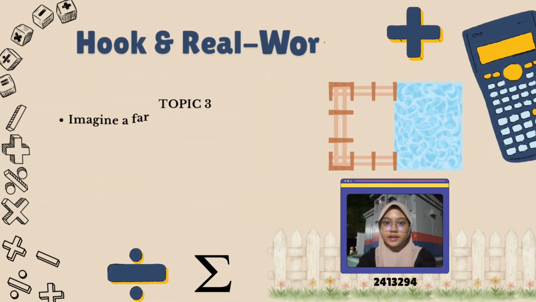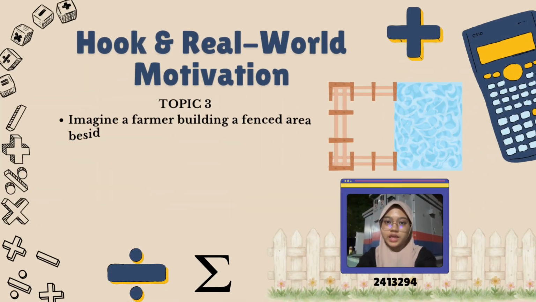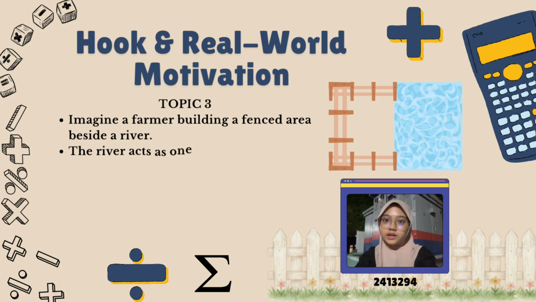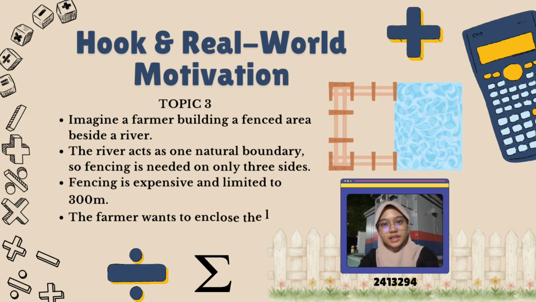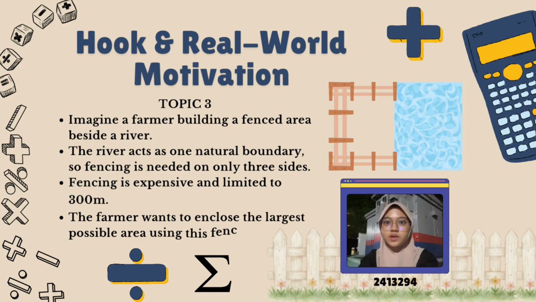To begin, let us consider a real-life situation. Imagine a farmer who wants to build a fenced area beside a river. The river already acts as a natural boundary, so fencing is only needed on 3 sides. However, fencing is expensive, and the farmer only has 300 meters of fencing available. The main question here is how can the farmer enclose the largest possible area using this limited fencing? This is a perfect example of a constraint optimization problem, which can be solved using Lagrange multipliers.